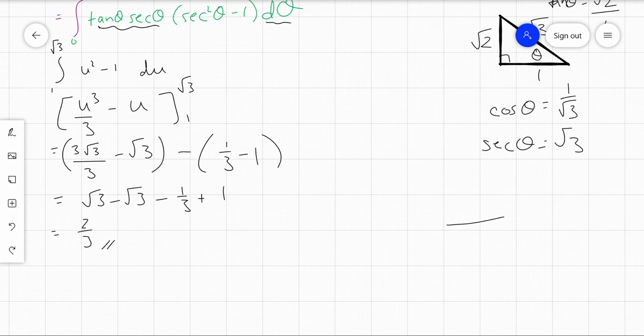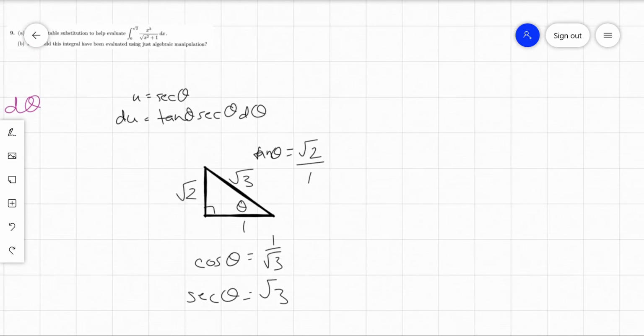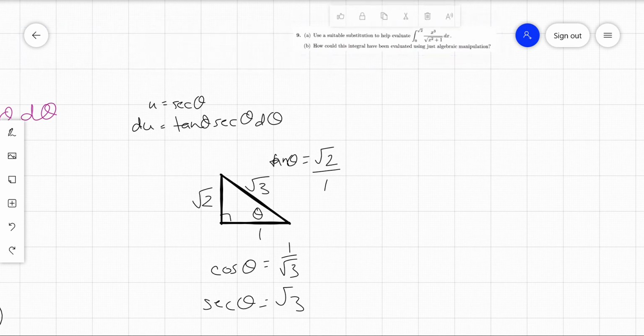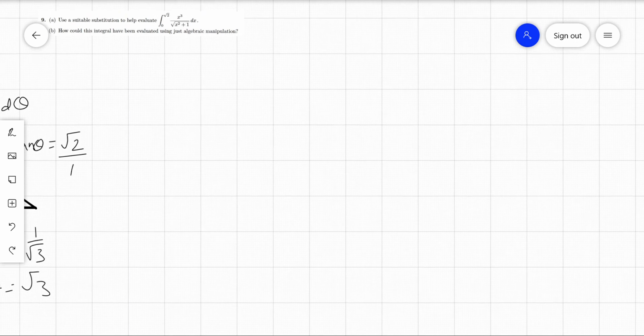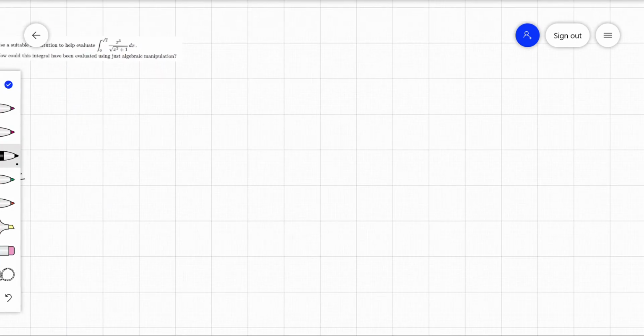Alright, so we're going to do that same question, but I think there's an easier way. Oops, let's go back up. So now we're going to do that same thing, but this time using just algebra rather than that substitution there. So algebraic manipulation.